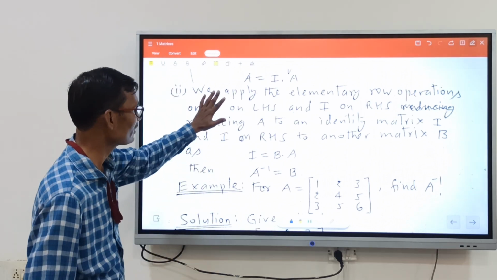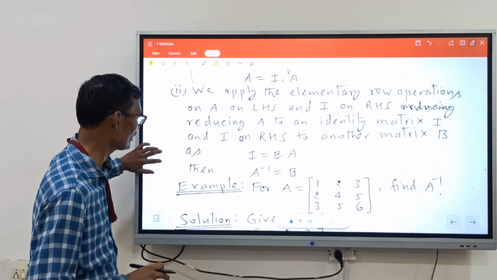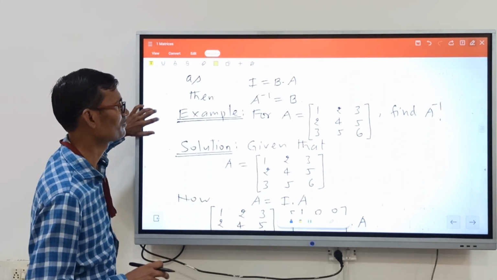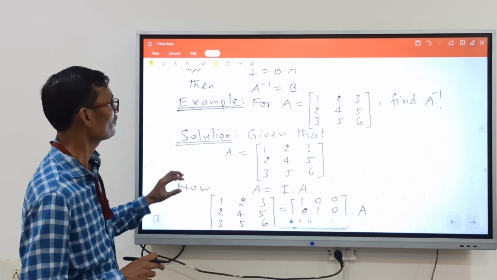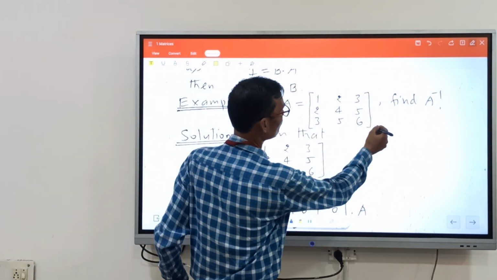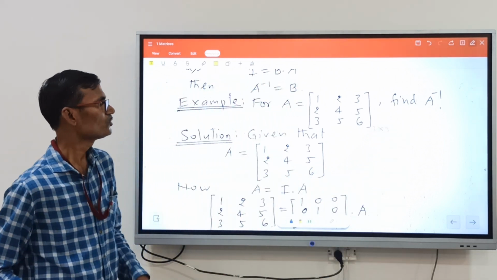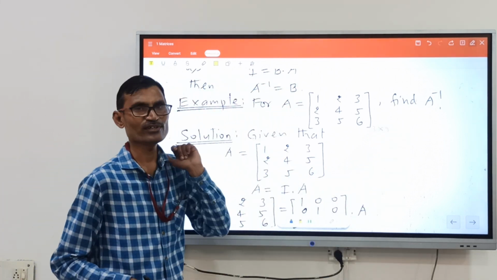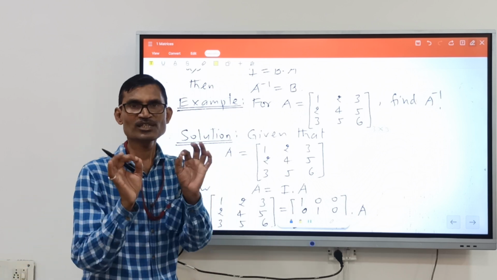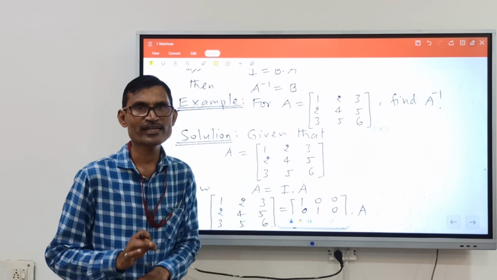Let us understand the whole concept again in this example. This is a very simple matrix of order 3 by 3, and we have to find its inverse. As I have told you, the first step is very simple. Simply write A equal to I into A.